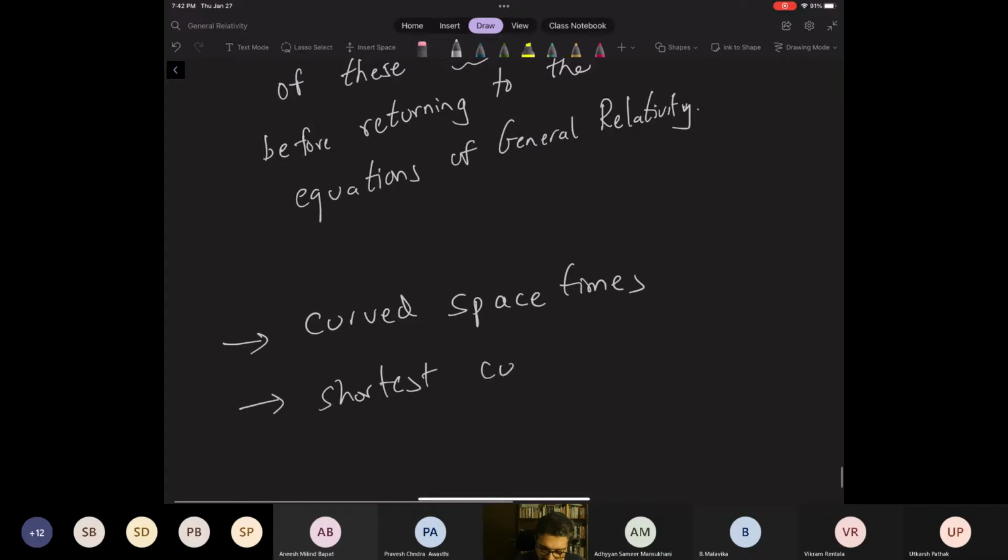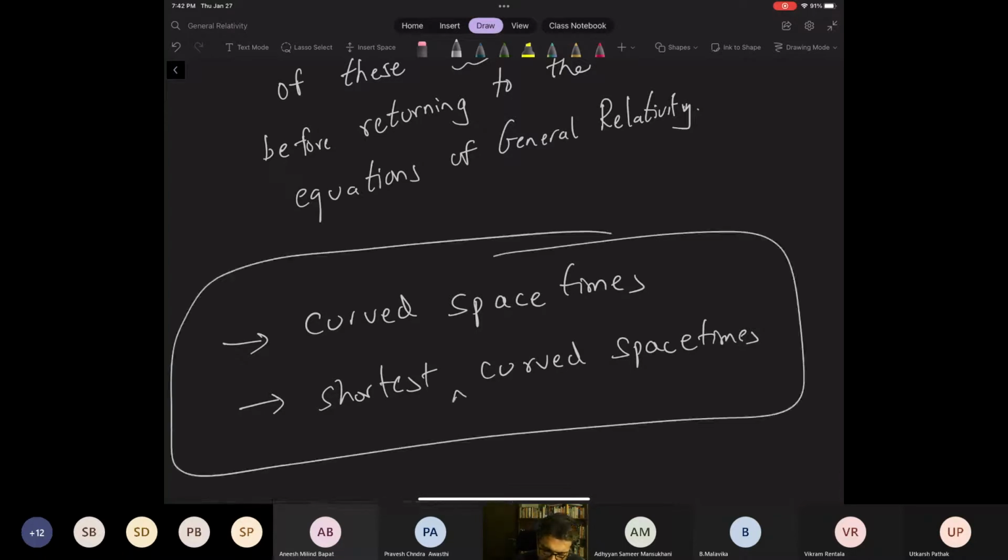How do we set up all of this? That is the mathematics that we're going to set up. Okay, and shortest path in curved spacetime. So we're going to try to set up all this mathematics.